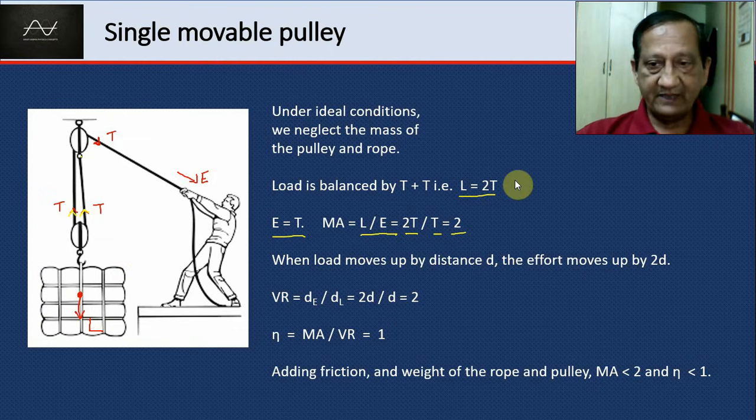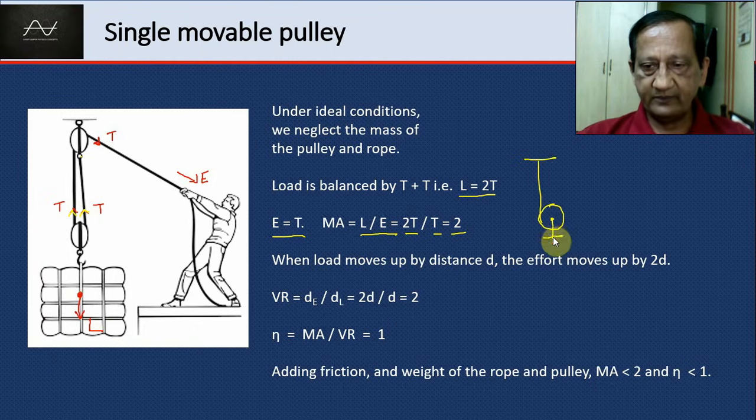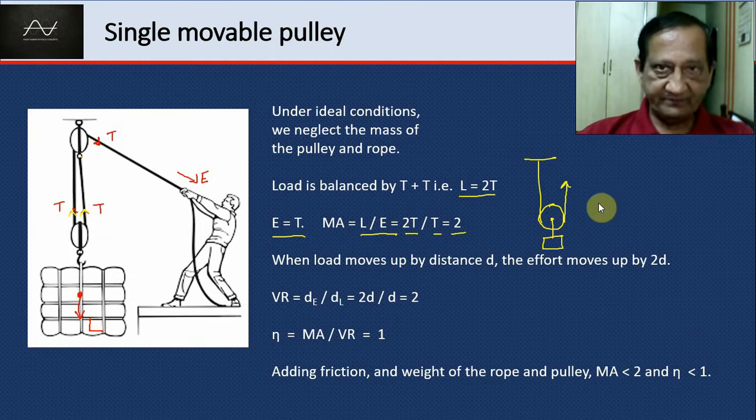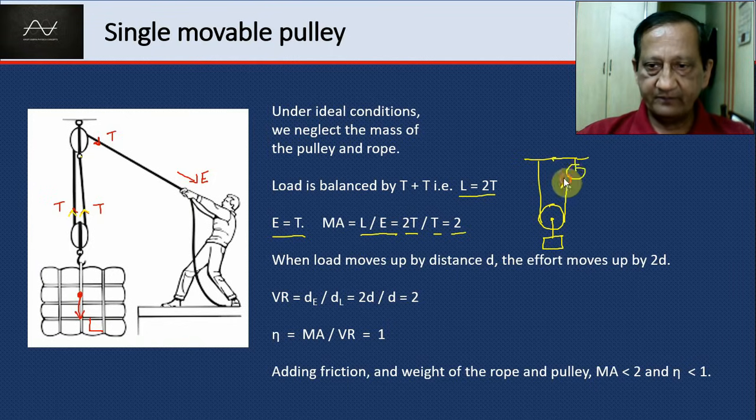And actually, you could have a movable pulley like this, that this is fixed, and you have a pulley, and there's a load hanging from here, and then you pull it upwards. Mechanical advantage will be the same. But why do we add a fixed pulley here? The fixed pulley doesn't give us any mechanical advantage. Why we add this is because we are able to apply the effort in a more convenient direction.